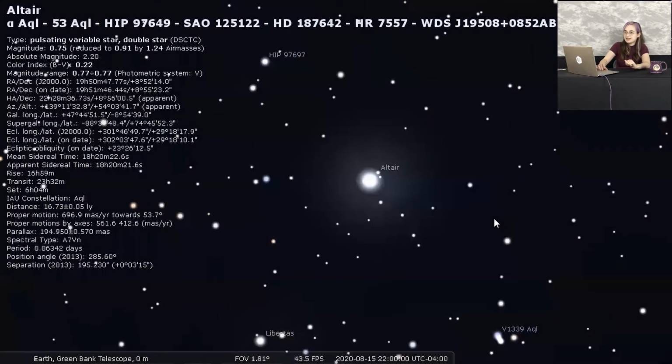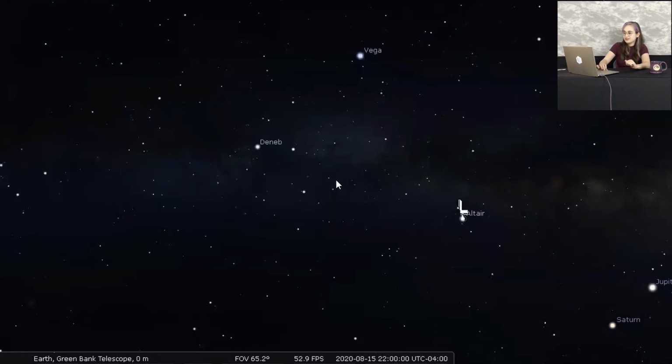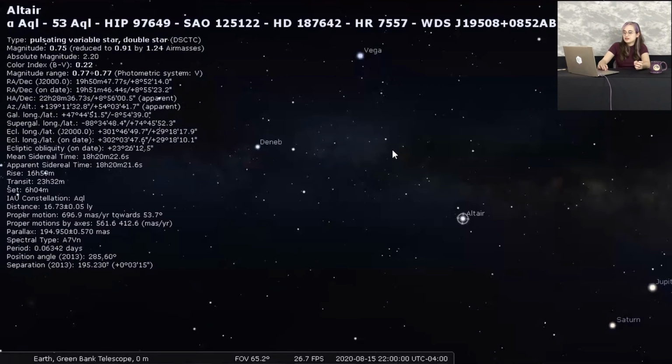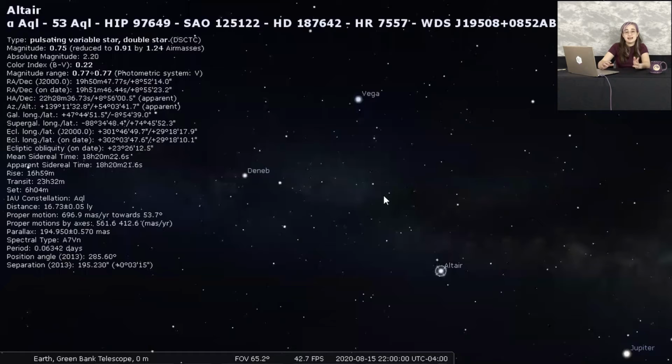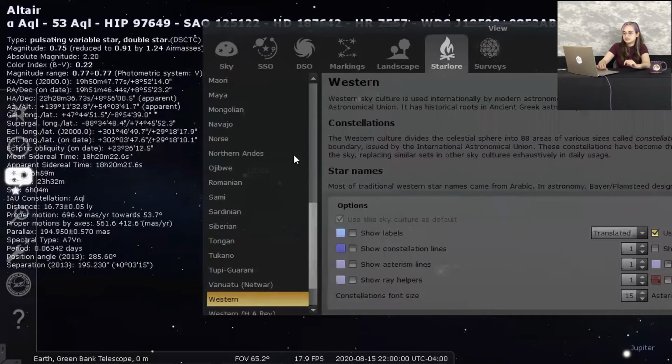Now, Altair, Deneb, and Vega create an asterism called the Summer Triangle. And it's visible, you guessed it, in the summer. It makes this sort of right angle across the Milky Way galaxy. These three stars made up a lot of different stories in different cultures. And today we're going to talk a little bit about what the Chinese and other East Asian cultures thought was going on with these three stars. So I'm going to switch to Chinese star lore.